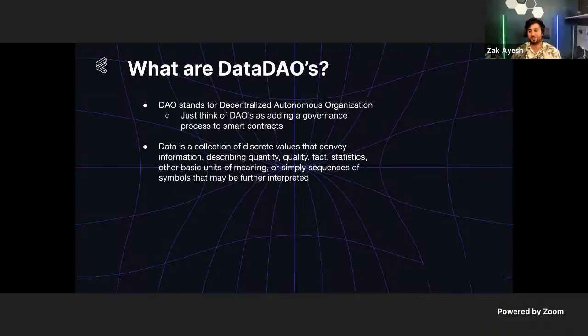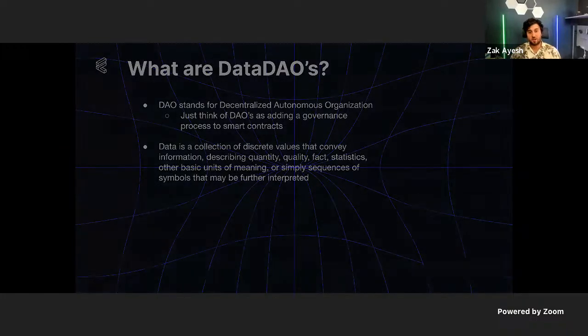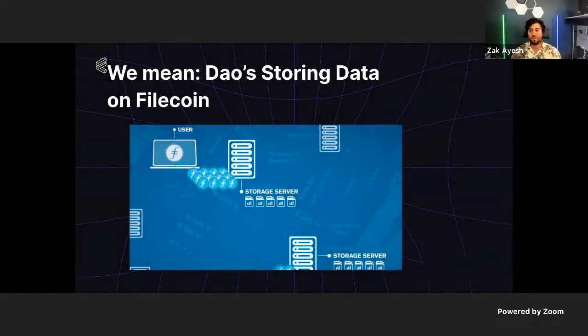And this is kind of facetiously put in here about what is data. Data is a collection of discrete values, blah, blah, blah. I believe you all know what data is. But data DAOs are combining these two things. And specifically, what we mean at Protocol Labs is DAOs for storing data on Filecoin, right? You may hear the term used in other ways in other ecosystems, but when we're using it in the Filecoin context, this is what we mean, right? So a DAO that governs data being stored with those storage providers.